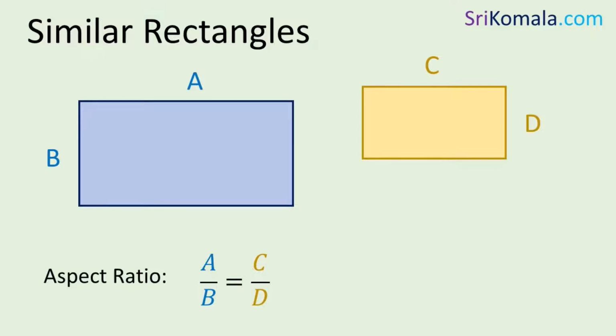Rectangle A and rectangle B are similar rectangles. Obviously, all the angles of the two rectangles are equal. However, their sizes are different. Even though their sizes are different, their aspect ratios are kept the same. As you can see from the left equation, the aspect ratio of the bigger rectangle, that is A per B, is equal to the aspect ratio of the smaller rectangle, that is C per D.